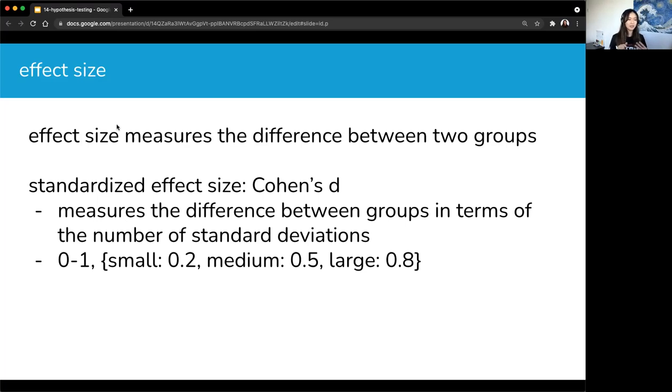These are some accepted thresholds: if the value is around 0.2, it's a small effect size, medium would be 0.5, and large would be 0.8. We'll see this in action tomorrow, so let's not worry about this for now.